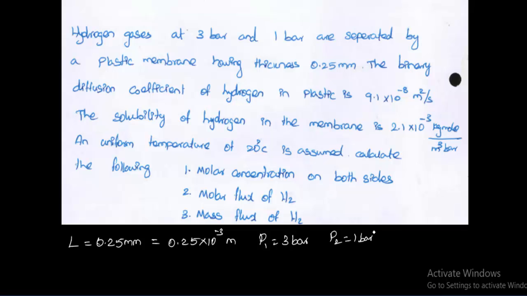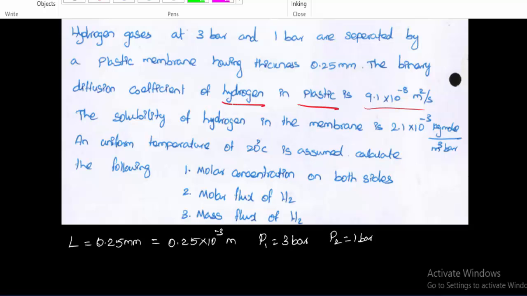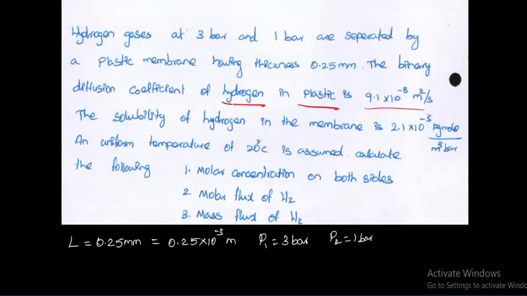So you know how to convert the bar into Newton per meter square, right? Next thing, the binary diffusion coefficient. The diffusion coefficient value in plastic is given, right? So this is how you have to take the diffusion coefficient value in the data book. So here it is given hydrogen and plastic. For hydrogen through plastic, the diffusion coefficient is 9.1. The same thing will be given in the data book itself. So here in the problem itself they gave the diffusion coefficient DAB equal to 9.1 into 10 to the power minus 8 meter squared per second.